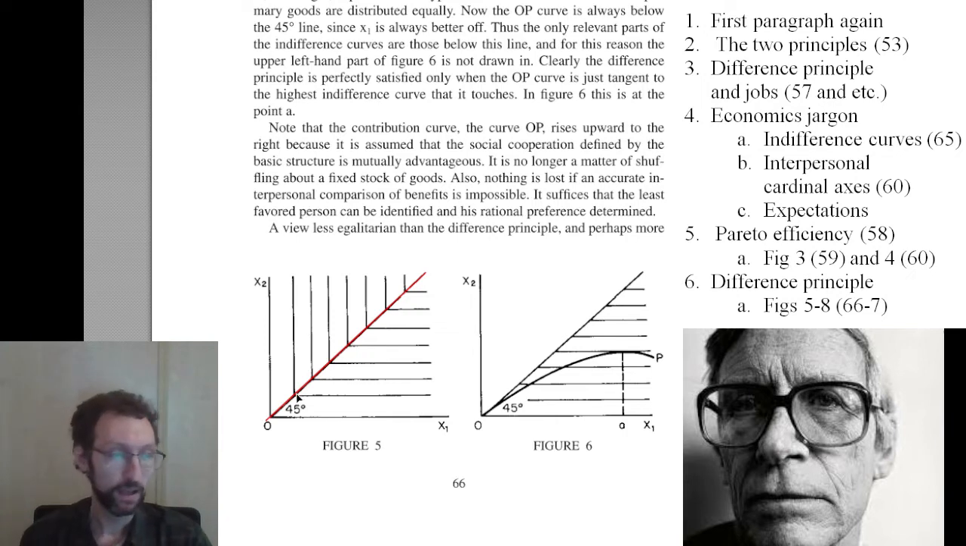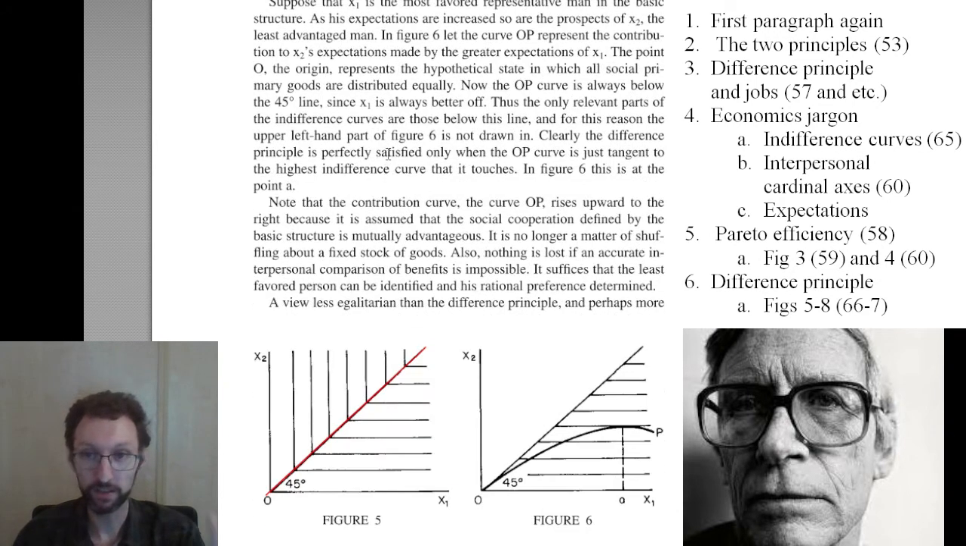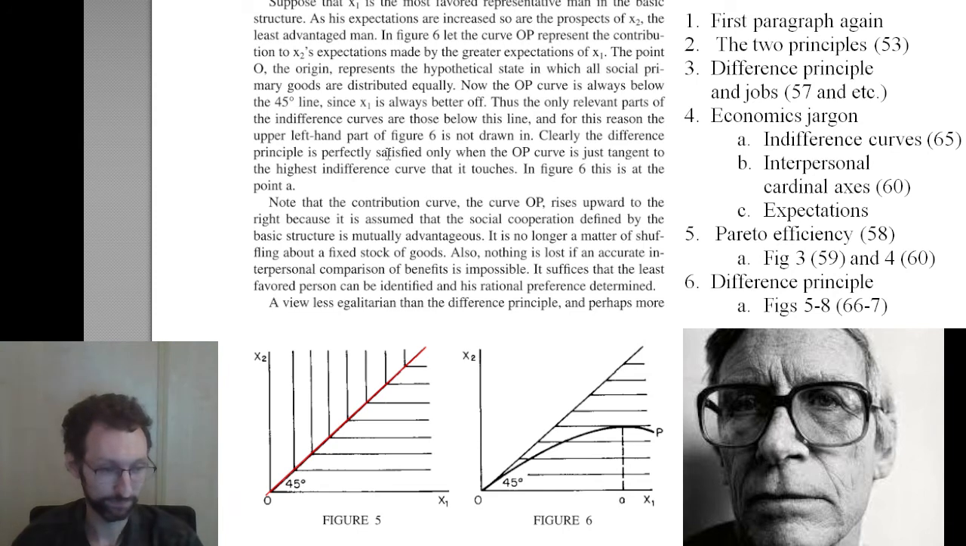And so what is this 45-degree line charting? This 45-degree line, Rawls says, is charting the difference principle. The difference principle, recall, says we want equal distribution unless departure from equality would make the worst off person better off. So equality is our baseline, 45 degrees is our baseline, and unless we can do better for whoever's worse off, we don't want to depart from equality.